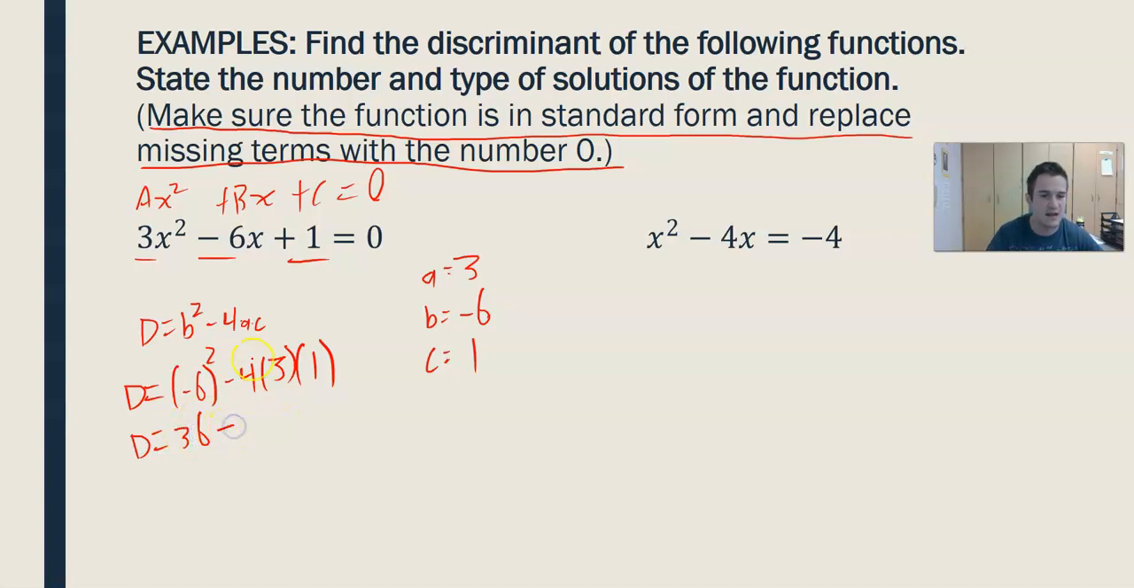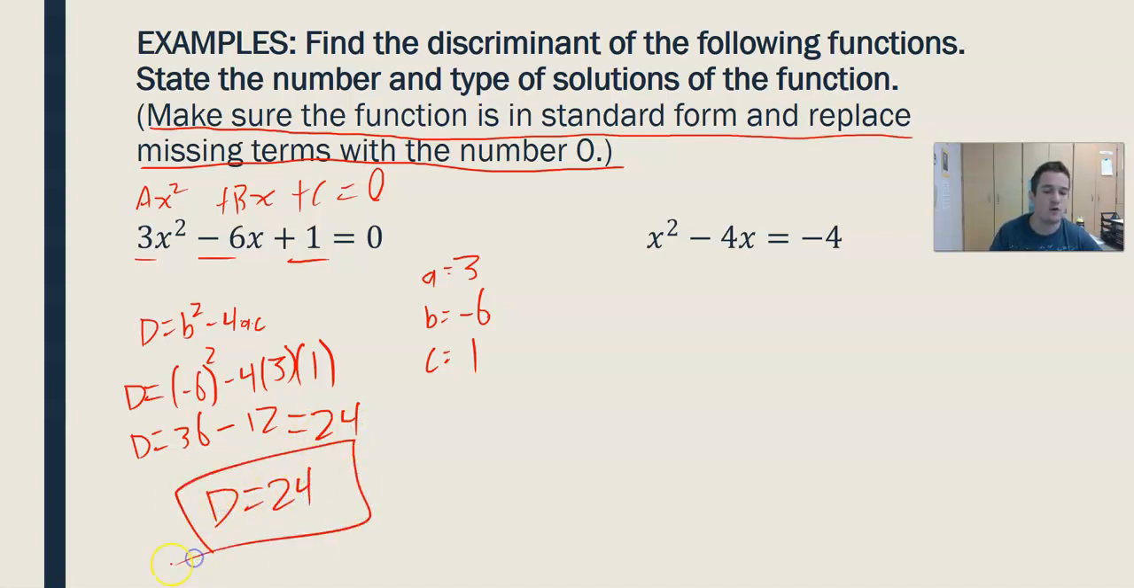And I have this minus, and then I have 4 times 3 times 1. 4 times 3 is 12, times 1 is 12. So 36 minus 12 is 24. So my discriminant is 24. That's a positive number. What does that mean? That means I'm going to have 2 real solutions.